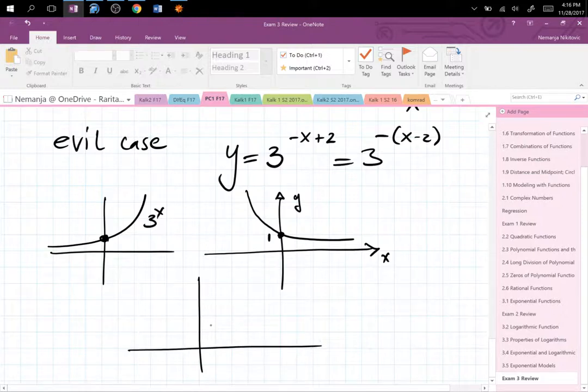So what used to be at 1, it's going to go now 2 units to the right. And we keep the same shape of the graph. There it is. So y, x. And you label this point as 2, 1 for full credit. I mean, if you don't want full credit, don't worry about it.